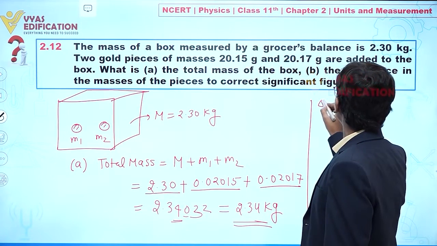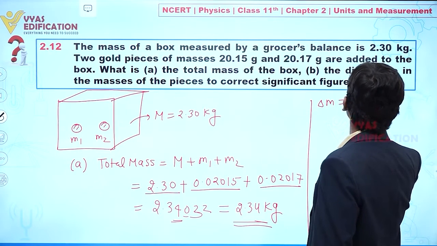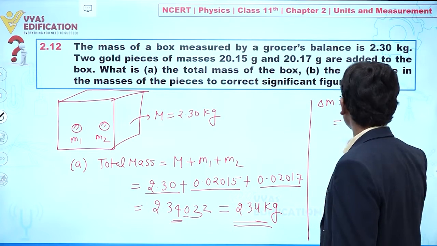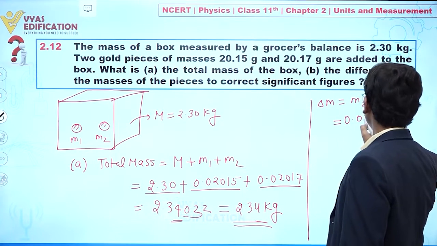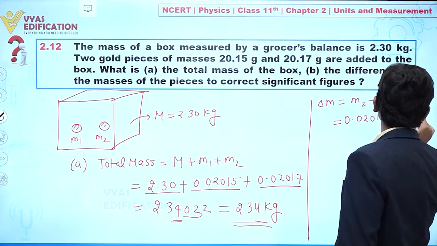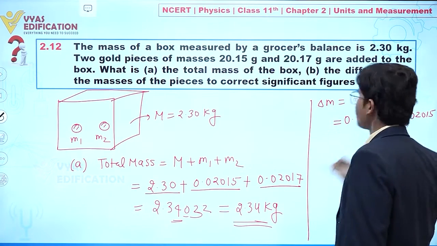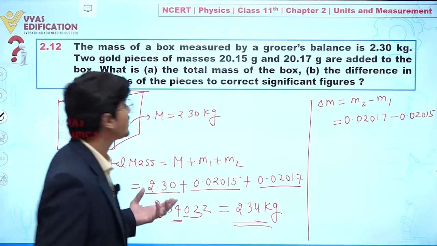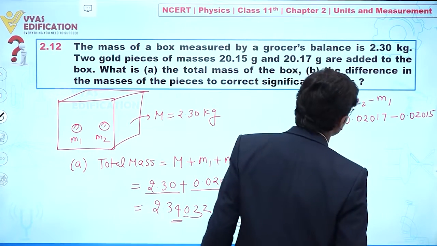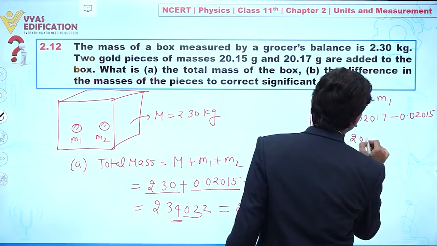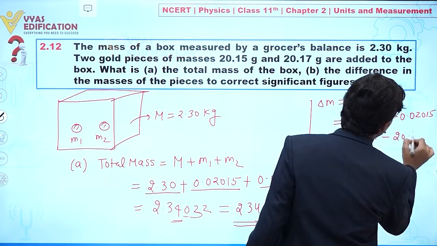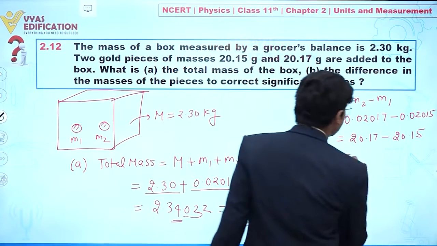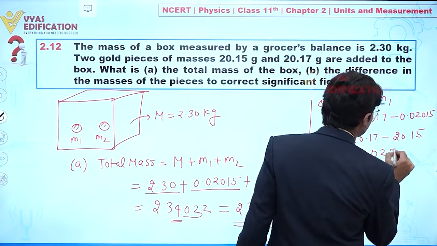So if I find delta M, we can see this is M2 minus M1, clear. M2 value is given to you, this is 0.02017 minus 0.02015, clear, yes or no? Yes. So from here we can write the answer. Actually you can also write directly like this, 20.17 minus 20.15, because you are subtracting gram from gram, clear. So from here we can write 0.02 gram, clear.